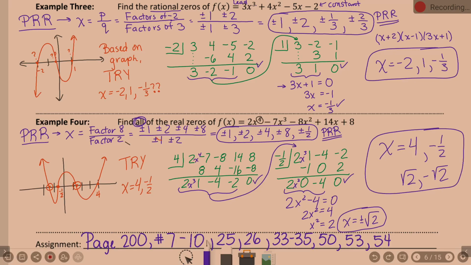negative 1.414. Now, I'm going to know you cheated if you put 1.4 or 1.41, or put the decimal on, because what do I want? Square roots and fractions, right? I mean, 1/2, you guys can convert that easily, but do you know 1.414 is the square root of 2? I don't know.